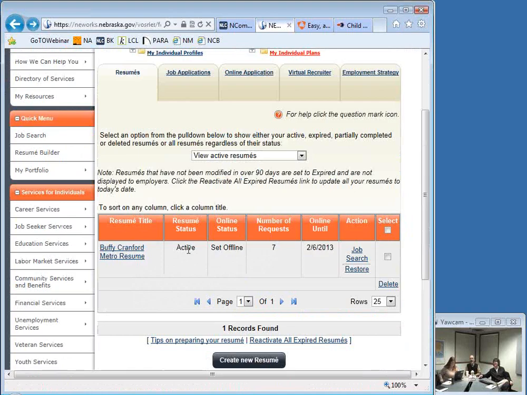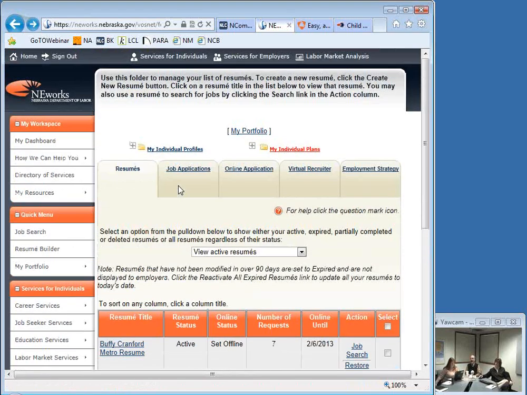They have to be active and online, because unemployment insurance does audit. If their resume is not active and set online, they could lose that week of benefits until it's set active again. And just to reinforce, when they first file a claim, there's a page of requirements and information for them that directs them to NEworks and tells them that they do need to have a resume and be registered with NEworks.